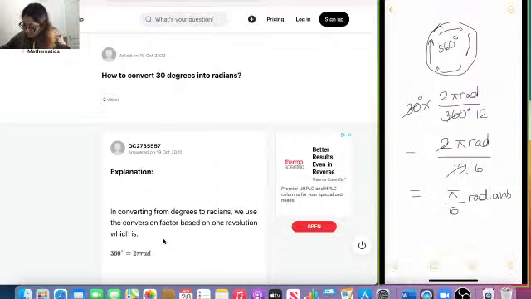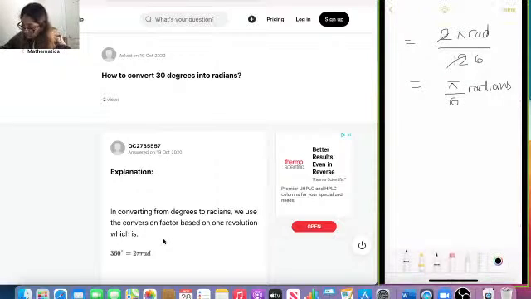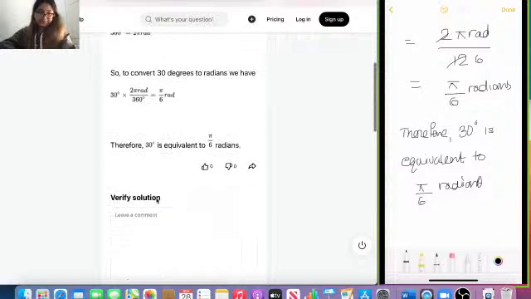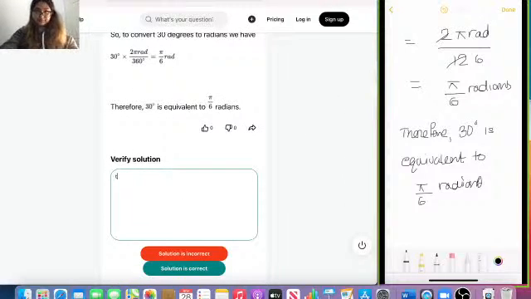Okay, so you can basically say that therefore 30 degrees is equivalent to pi over 6 radians.